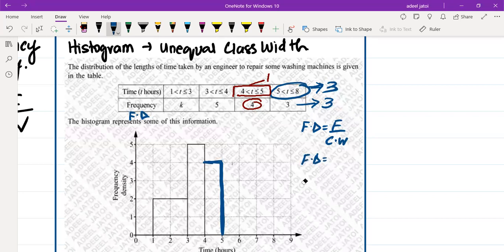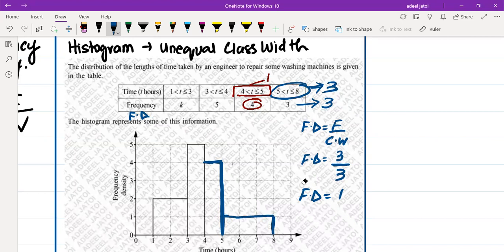Frequency density is equal to frequency, which is 3, and class width is 3 as well. So your frequency density will be 1. This bar will start from 5 and end at 8. So if I just draw it, your 1 is here. If I start from 5, I will have to end at 8.